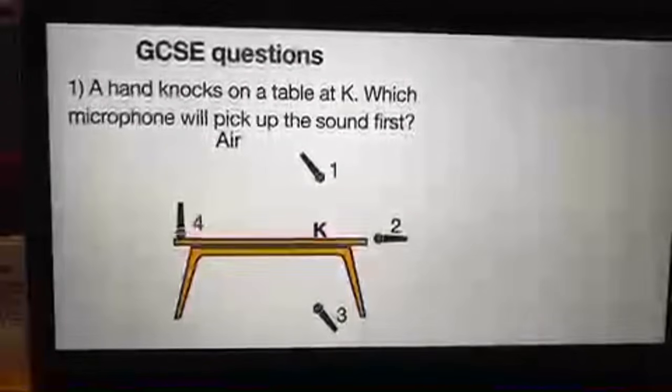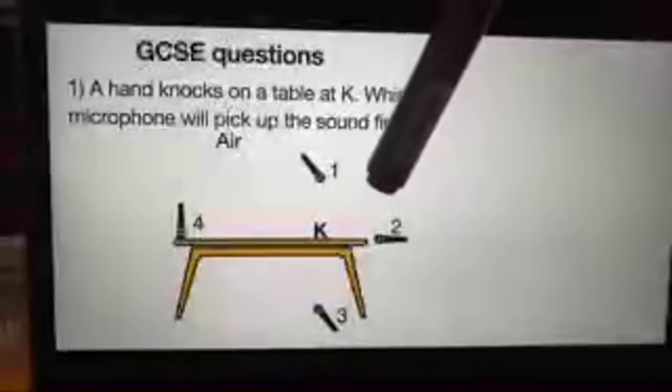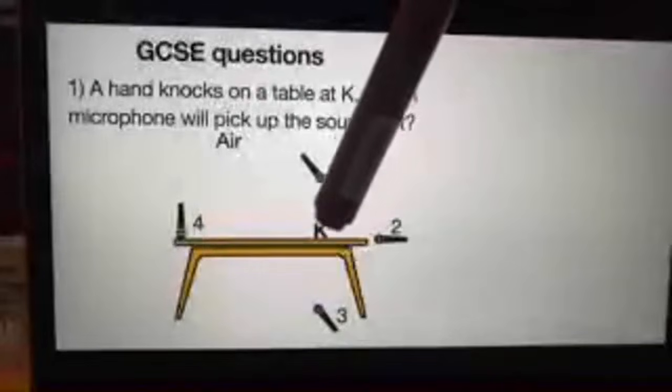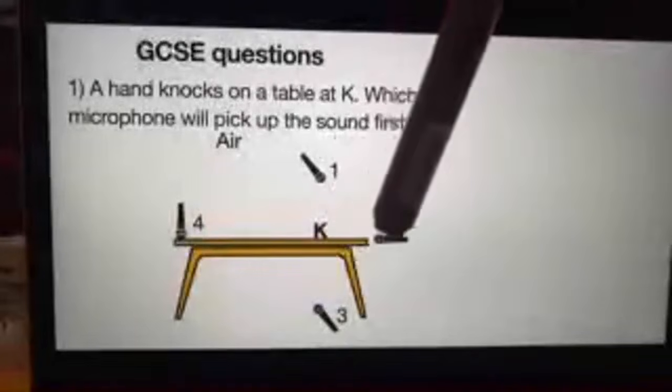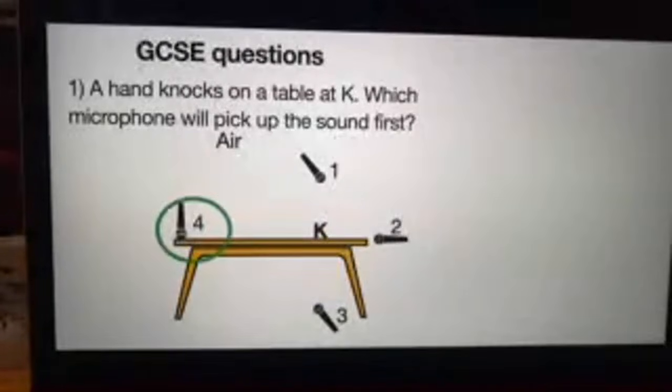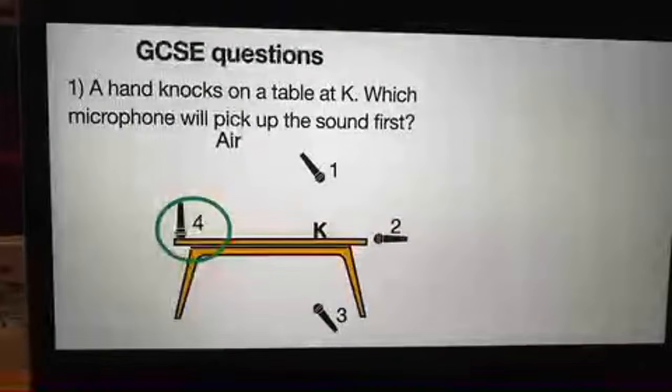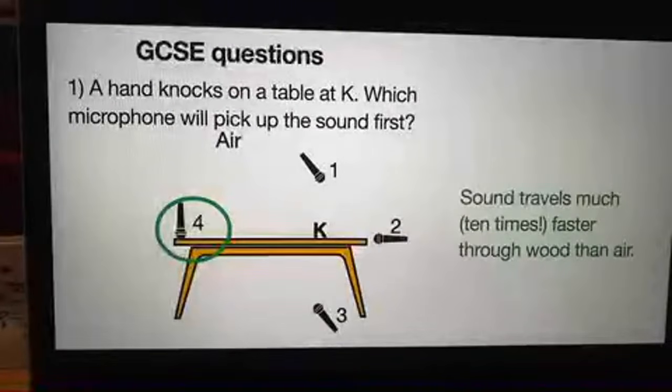So microphone number 2 is closer to K, but the sound wave has got to travel from the wood and then across this gap. And sound doesn't like to do that. Sound waves travel 10 times faster through wood than they do through air. So it's microphone 4 that will pick it up, just like your ear if you put your ear on the table. That's a great question, I think.